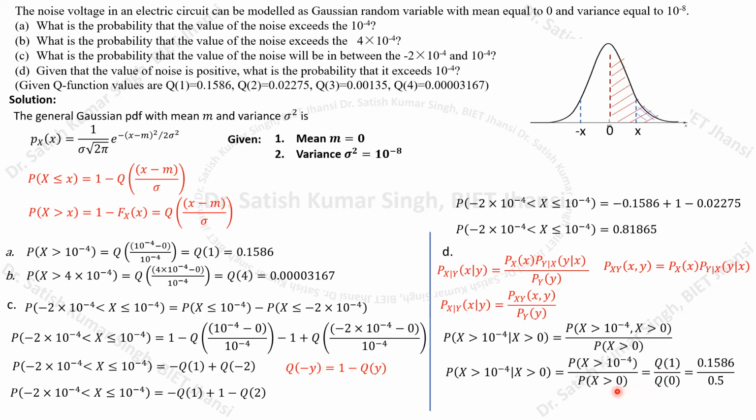So therefore, ultimately here, if you use this formula, then you will get this as Q1, and this probability you are going to get is Q0. Because here we have to substitute x equals 0 and m is already 0. And if you substitute 0 divided by sigma, you are going to get Q0, right? So these probabilities are already known. Q1 is already given over here, and Q0 is known to be 0.5. Okay. So if we do this calculation, this conditional probability we are going to get is 0.3172.